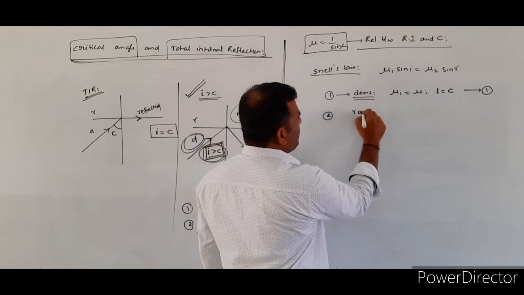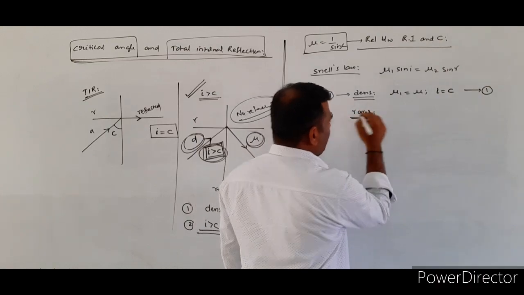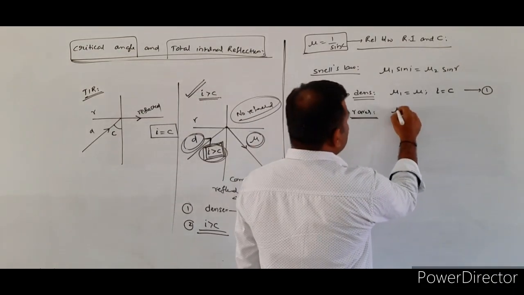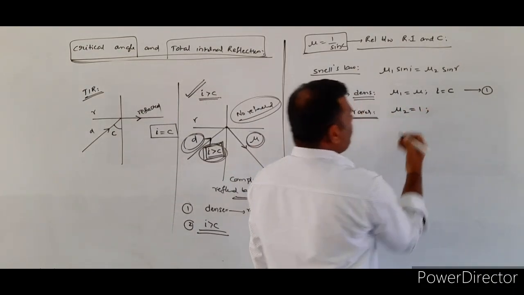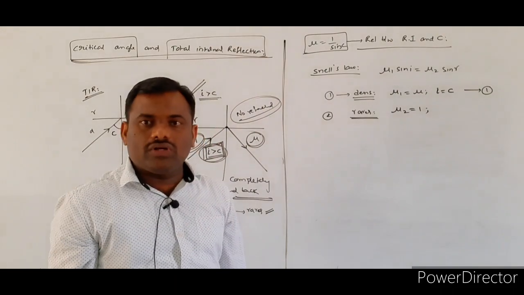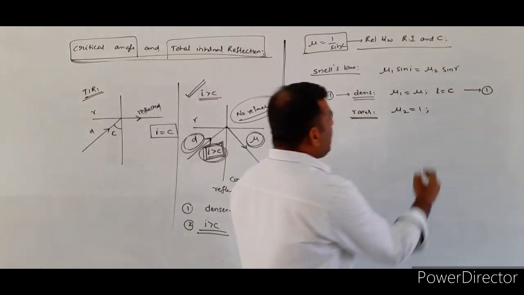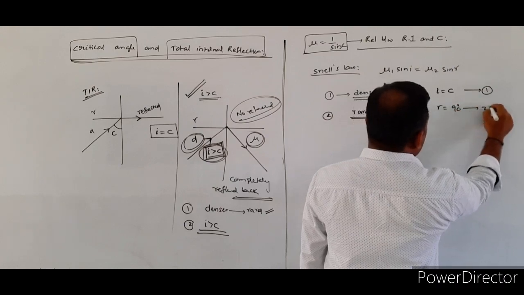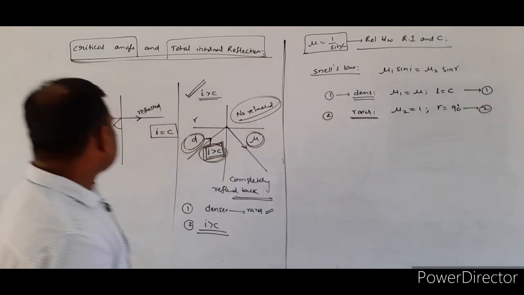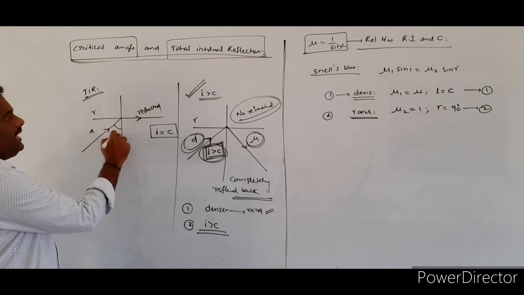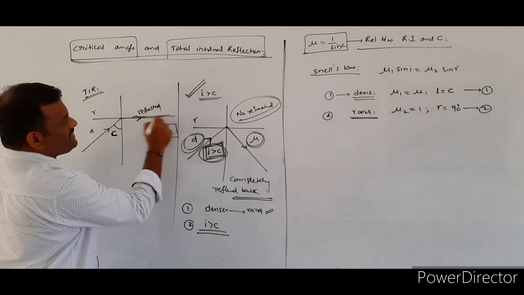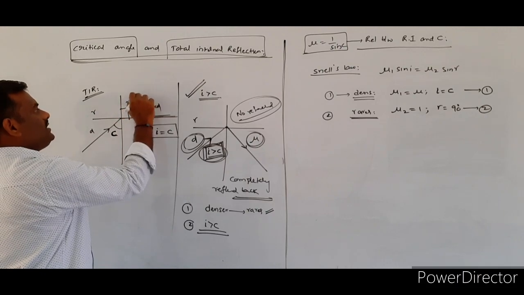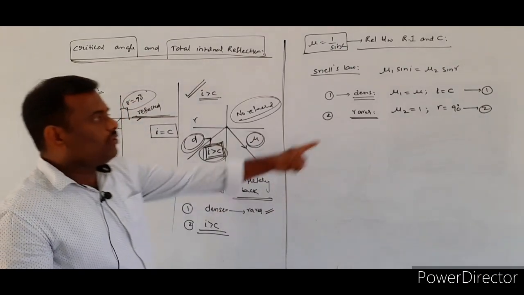Now we consider the second medium. Which medium do we consider the second medium? The rarer medium or air medium. For the rarer medium, the refractive index value is equal to 1. And in the rarer medium, the angle of refraction value is equal to 90 degrees. Already we told, whenever the incident angle is equal to C, the refracted light ray will just graze the surface. As a result, the angle of refraction value is equal to 90 degrees.